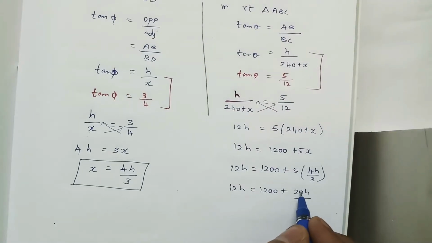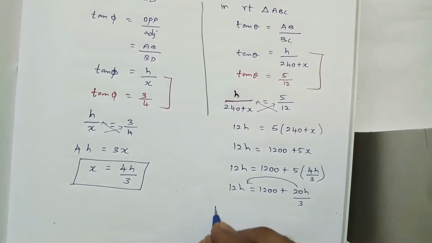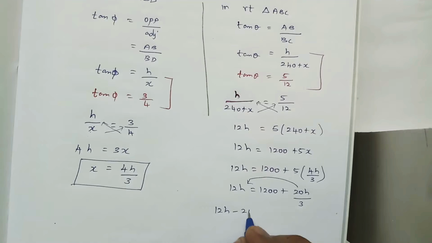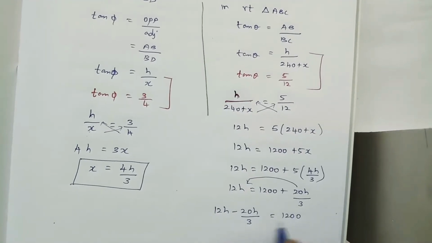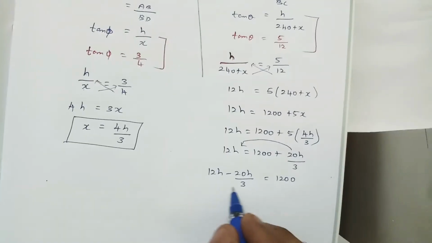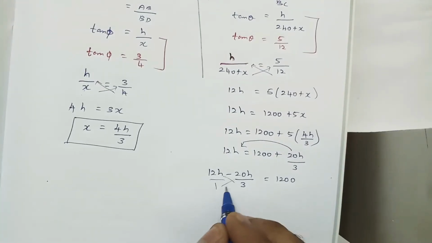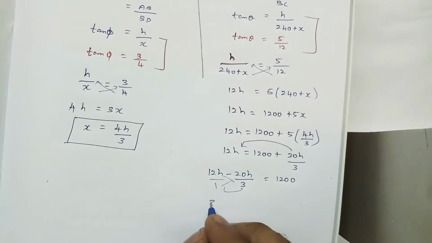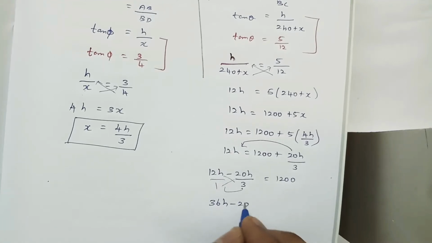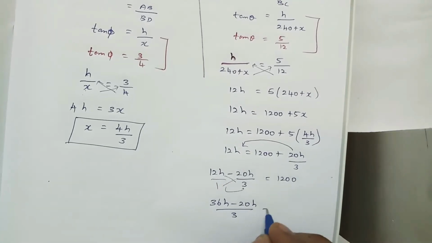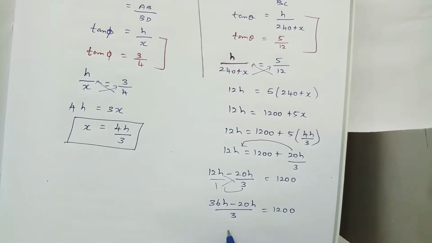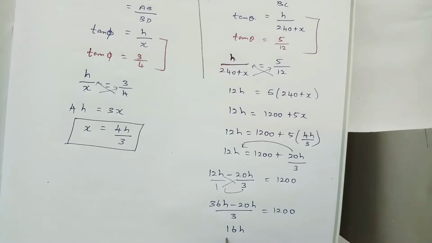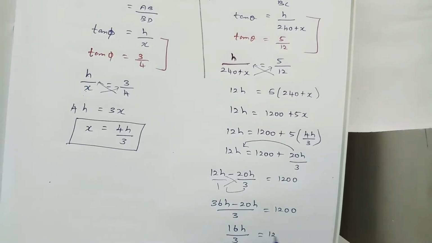Just taking this 20h by 3 to the LHS, plus will become minus. So 12h minus 20h by 3 is equal to 1200. See that in the LHS we have a fraction, so take it by 1 and do the cross multiplication. 3 into 12h, 36h minus 20h divided by 3 is equal to 1200. 36h minus 20h is nothing but 16h, so 16h divided by 3 is equal to 1200.